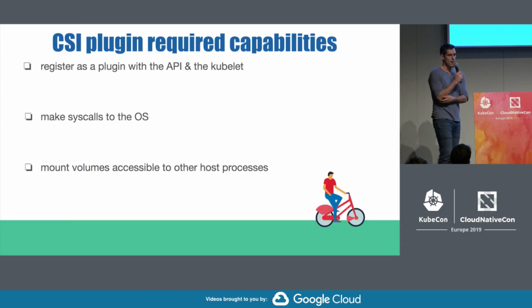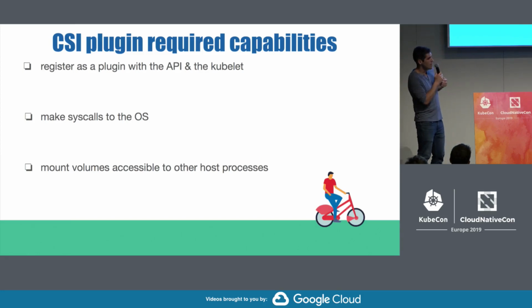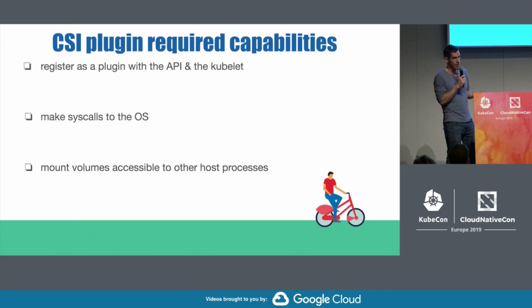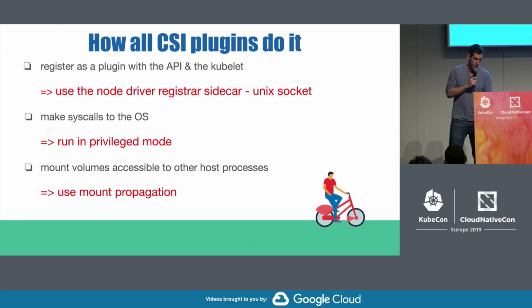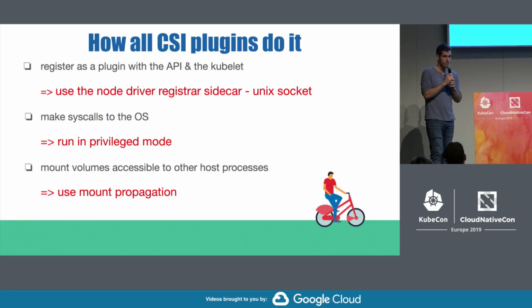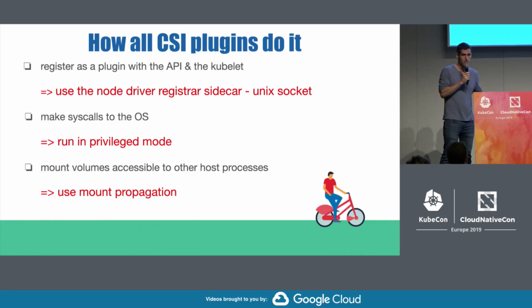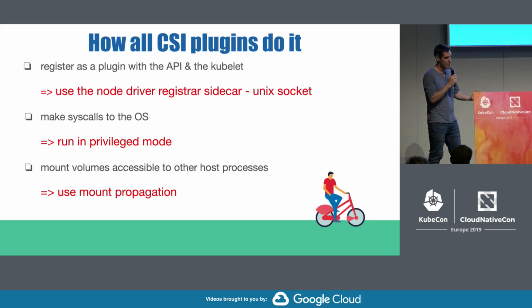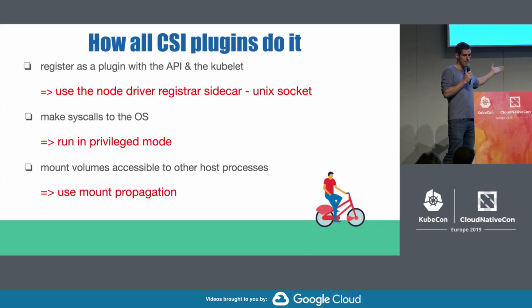So what a CSI plugin really needs to do is register itself with the API and the kubelet on the worker nodes. On the worker nodes, it needs to be able to make syscalls to the worker's operating system. It needs to be able to mount volumes on that host that are accessible to other processes on the same host, typically the processes that are going to be running in the pod that you care about. And if you look at the CSI plugins that exist today, they are all containerized, because you just want Kube to be able to run your stuff. They all pretty much do these operations the same way.